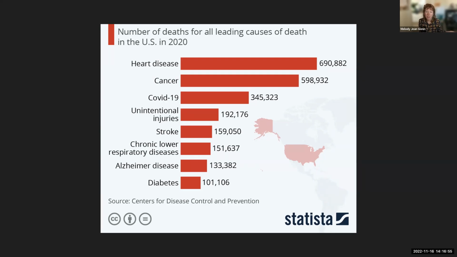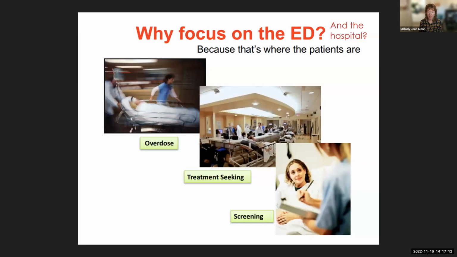We treat everything else. We treat heart disease, we treat diabetes. Even if people are going to keep eating sugary foods or not exercising, we treat it anyway. We treat the manifestations of these chronic diseases. But for some reason, the culture is not there to do that for substance use, even though we have excellent treatments. And so why should we do it in the emergency department and the hospital setting? That's where the patients are.